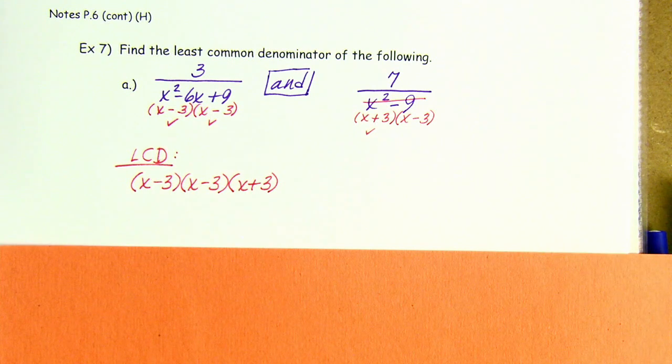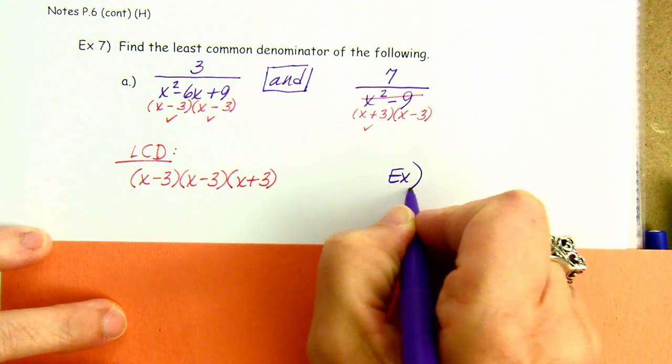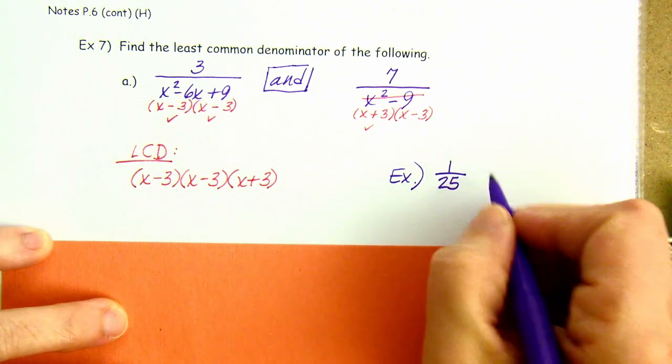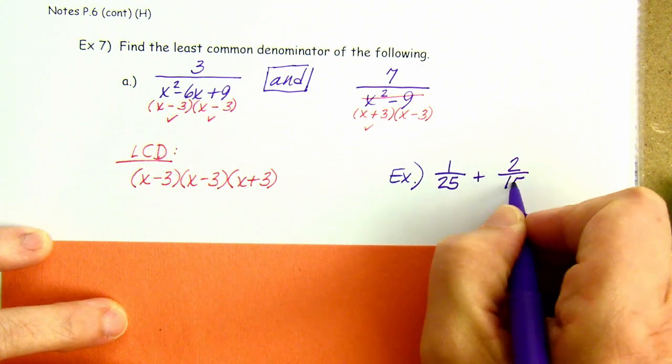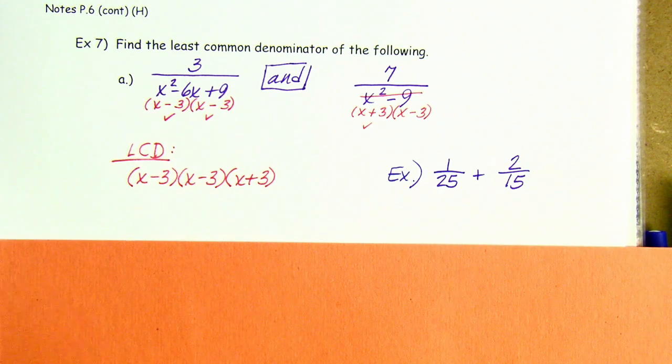Okay, so we need all the factors in the first one. And in addition, you need anything that's different in each successive denominator. You might say, what? Well, why? Why do you need both of those if they're repeated? Well, for example, and I'll just work through this pretty quickly. If I wanted to add something like 1 over 25 plus 2 over 15, I need some common denominator that both 25 and 15 will divide into. The smallest, the least common denominator, is 75.